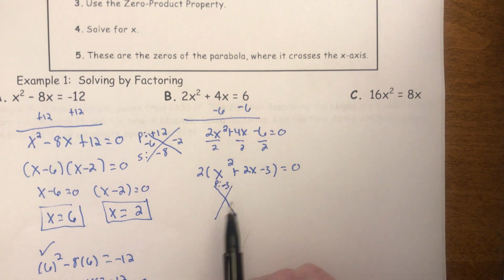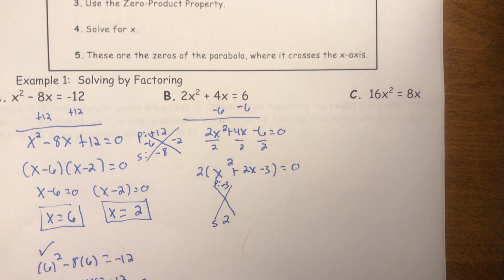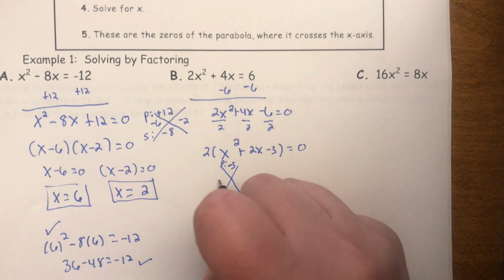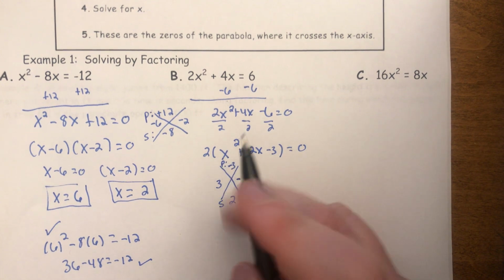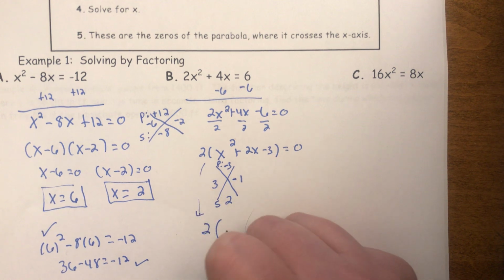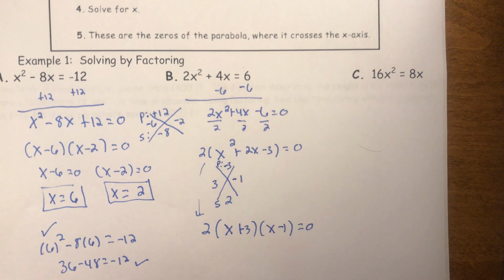What is the product to get negative 3? That will add to a positive 2. So the factors that multiply to negative 3 and add to 2 are going to be positive 3 and negative 1. Because my A term is 1, we can bring our 2 down out in front. This is going to factor into x plus 3 and x minus 1, and we set that equal to 0.